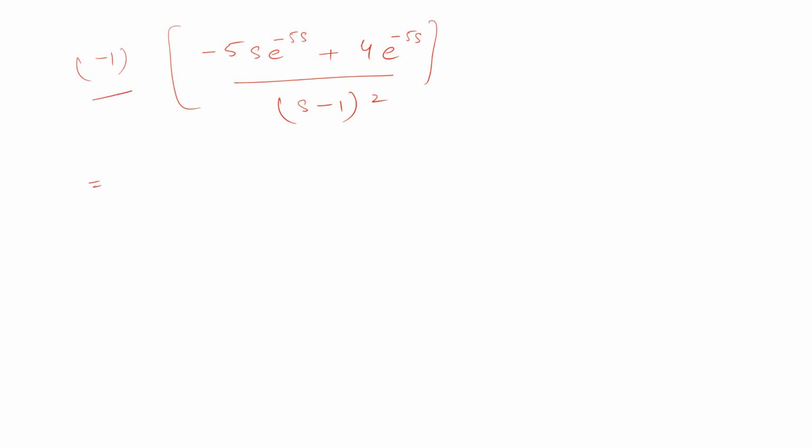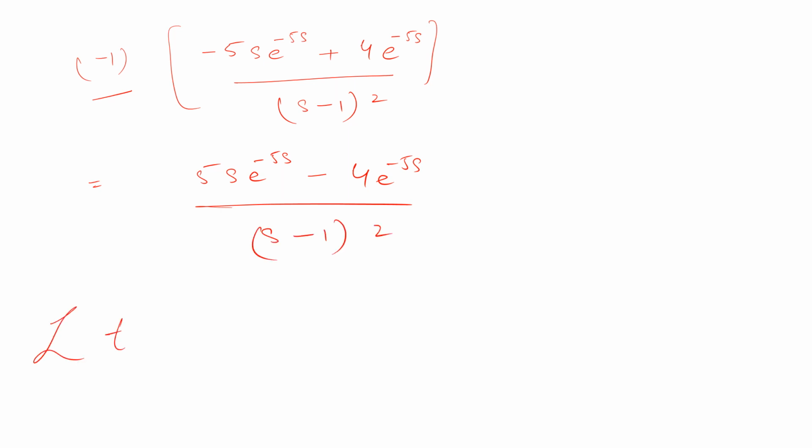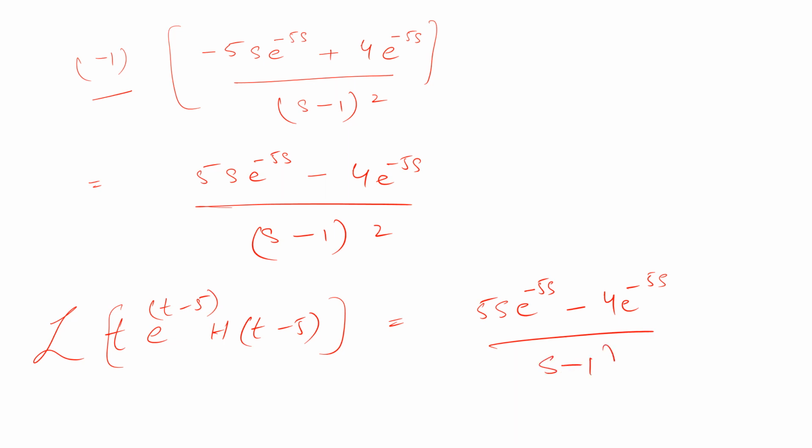Now we will multiply negative 1 into the bracket, then we will get 5s e to the power negative 5s minus 4 e to the power negative 5s divided by s minus 1 whole squared. So the Laplace transform of t e raised to the power t minus 5 into Heaviside function of t minus 5 is nothing but equal to 5s e raised to the power negative 5s minus 4 e raised to the power negative 5s divided by s minus 1 whole squared.